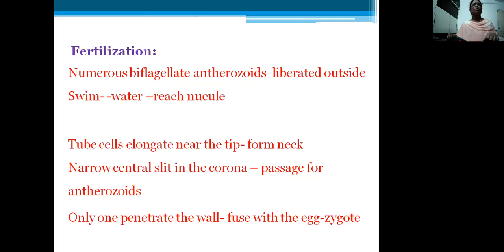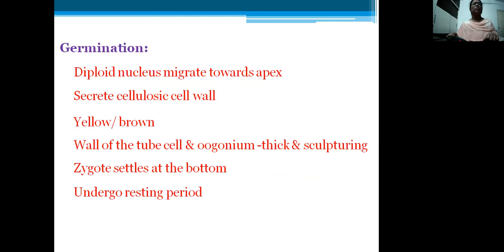The tube cells elongate near the tip and form a neck, with a narrow central slit in the coronary cells, which initiates the opening of the oogonium and helps the passage of antherozoids into the oogonium. So only one penetrates the wall. Only one enters the oogonium and fuses with the egg to form the zygote. This zygote, formed in the oogonium, has a certain resting period. Only after that does it undergo division during germination.